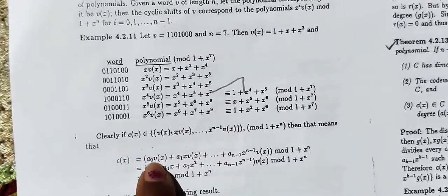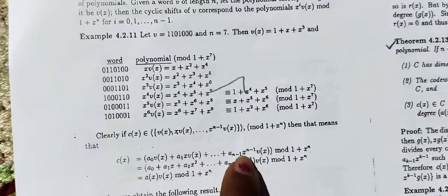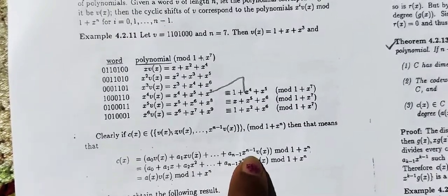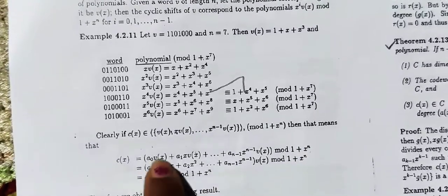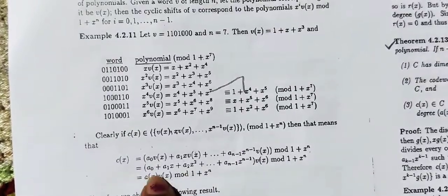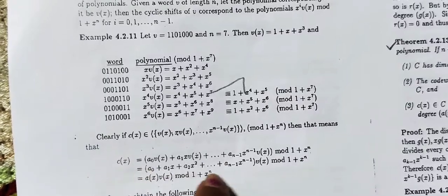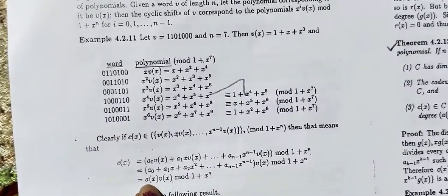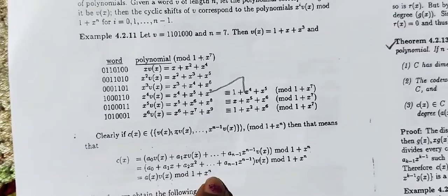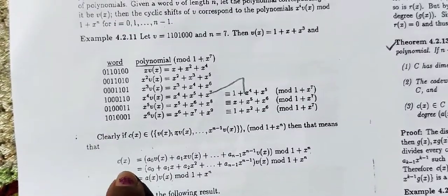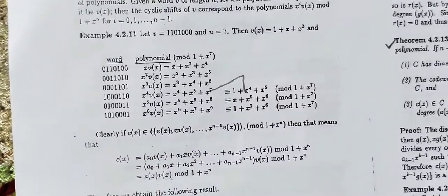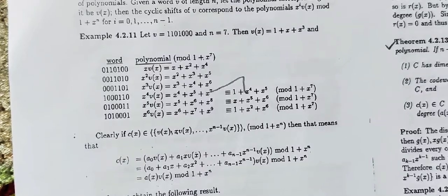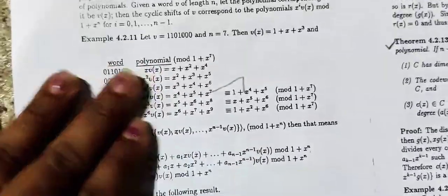So a naught v of x plus a1 x v of x plus etc. plus a n minus 1 x raised to n minus 1 v of x modulo 1 plus x raised to n. So v of x is a common element, so take it outside. We get this polynomial represented by a of x, so a of x into v of x modulo 1 plus x raised to n. Therefore c of x, any element in this set, is equal to a of x into v of x modulo 1 plus x raised to n. So this is the example.